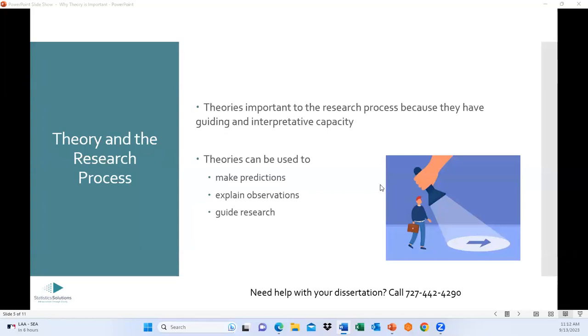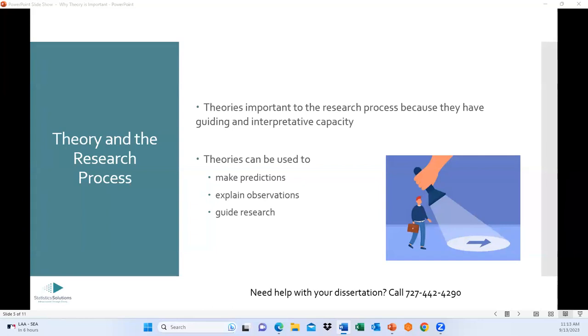Theory and the research process. So as you go along through the research process, how can theory help? Theories can also guide your research, right? Because they let you know what to expect, based on what's in the theory. And they have interpretive capacity, like we've been talking about a little bit here.